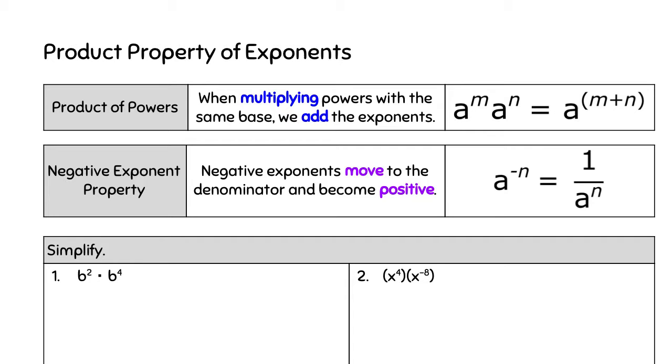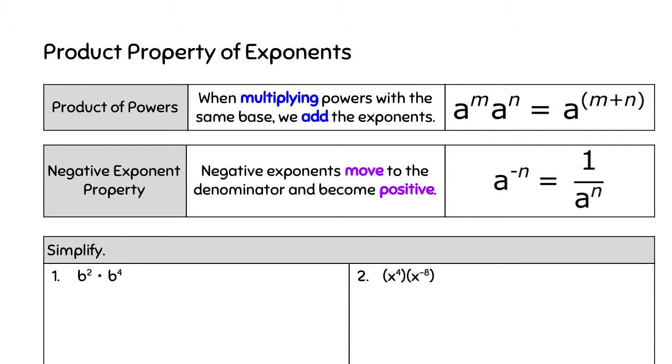Though there is another property that I need to mention because it will come up, and this is the negative exponent property. Anytime you have a negative exponent, you can move it to the denominator and it will become positive. So right here, a to the negative n power, if I move it to the denominator of this fraction, it is now a to the positive n power. This is more of a side property, but it will come up when we start working on these.